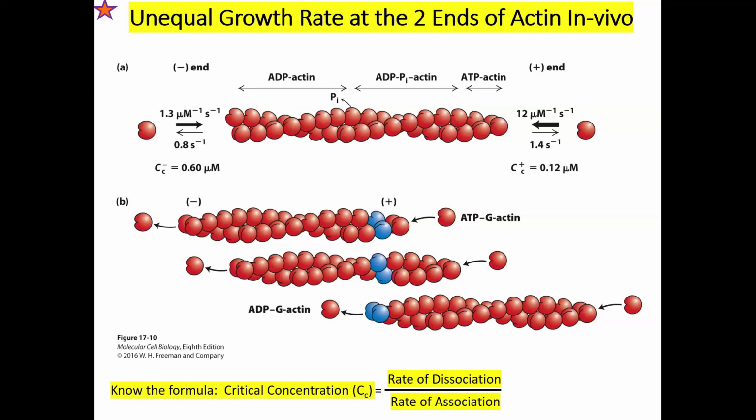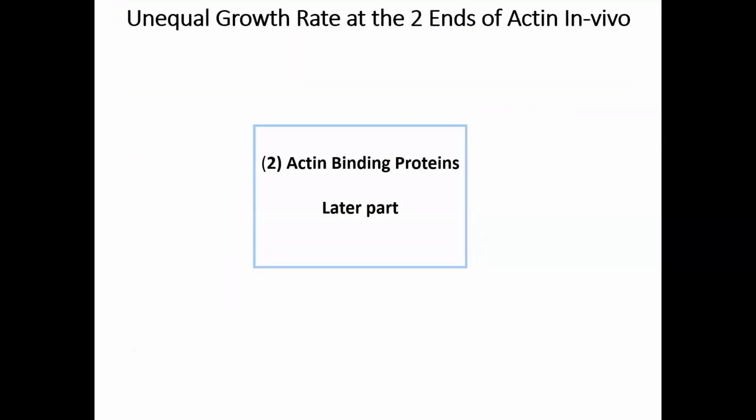Now, this is the moment. Remember what I'm saying. Make sure that you get that. Suppose in the cell you have 0.3 micromolar of G-actin available. So if you think about 0.3 micromolar, is 0.12 micromolar less or more than that? 0.3 and 0.12. So what will happen here? Let's go back. Oh, sorry.